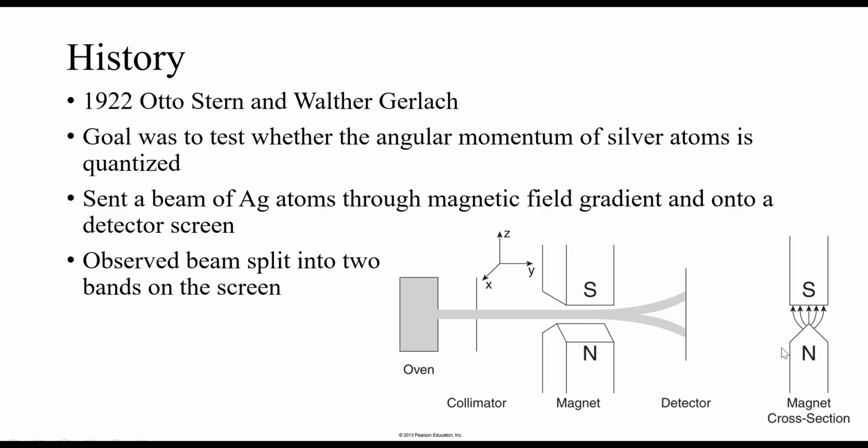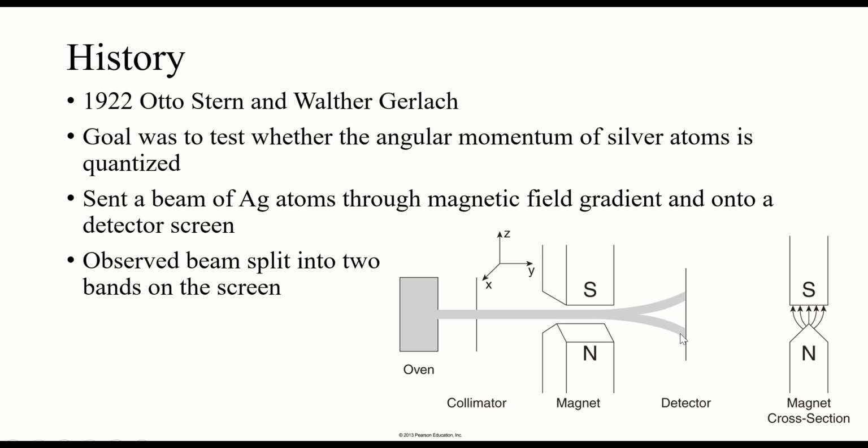So basically, they had a magnet like this, and established a field gradient in the z direction, we'll call it. Now, they didn't use permanent magnets like this. Their experiment actually had electromagnets, so they could turn on and off the field gradient. But basically, what they observed is when they shot this beam of silver atoms through this magnetic field gradient, it split the beam of silver atoms into two distinct paths.